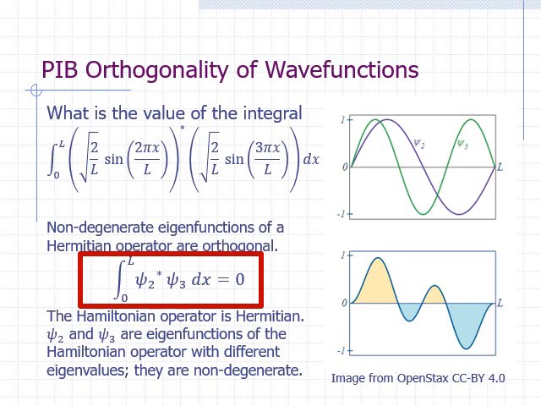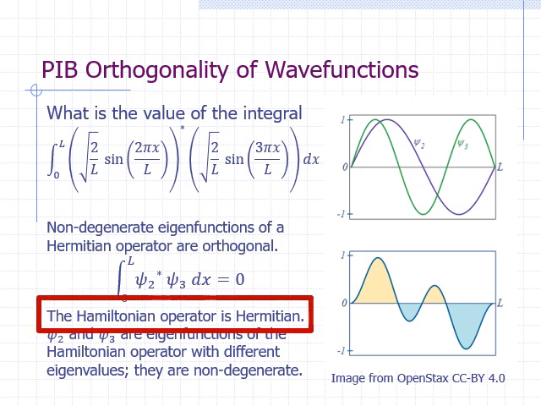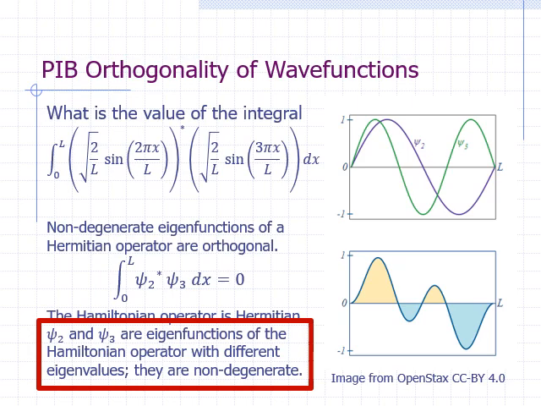The wave functions are eigenfunctions of the Hamiltonian operator. The Hamiltonian operator is a Hermitian operator, and psi 2 and psi 3 are eigenfunctions of the Hamiltonian operator, and we know that they have different eigenvalues. Remember that the eigenvalues of the Hamiltonian operator are the allowed energies. Psi 2 and psi 3 represent quantum states with different energies.